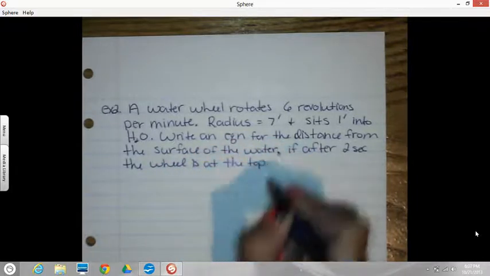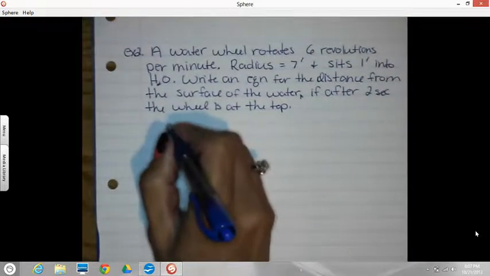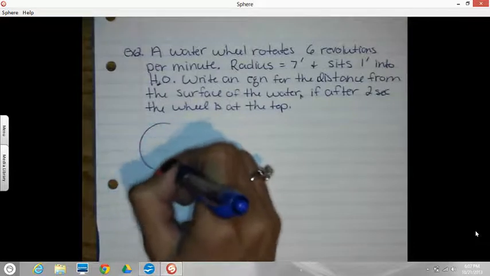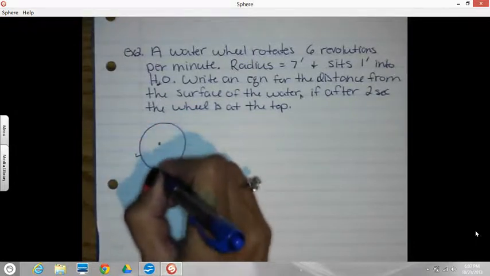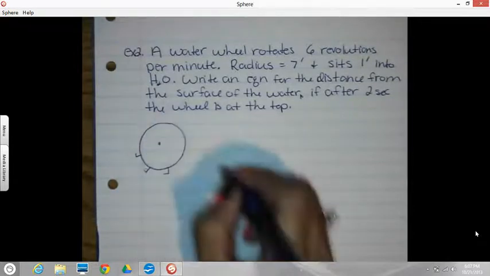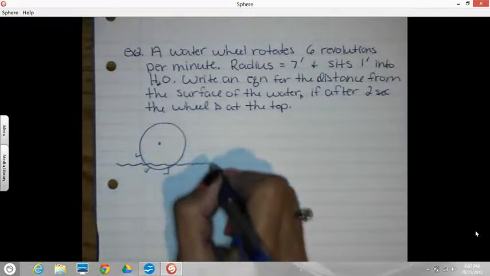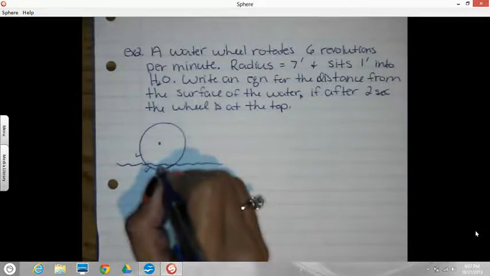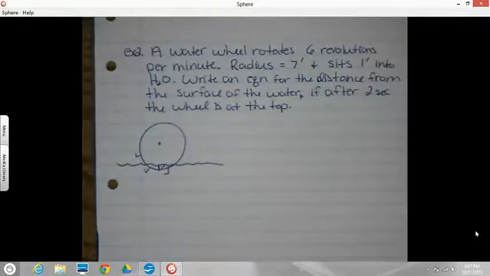Okay, so let me draw a picture of the water wheel. You've got the water wheel sitting on its axle. It has little buckets that catch the water all the way around. And it's sitting 1 foot into the water. So that's 1 foot below the water. It has a radius of 7 feet.